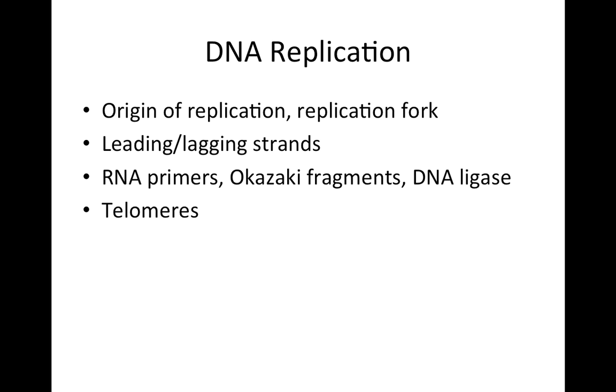Okay, so here are our main things that we covered in DNA replication. We've got the origin of replication and then the moving replication fork. We've got leading and lagging strands, RNA primers, Okazaki fragments, and DNA ligase that create the lagging strand, and then telomeres, the ends of chromosomes.